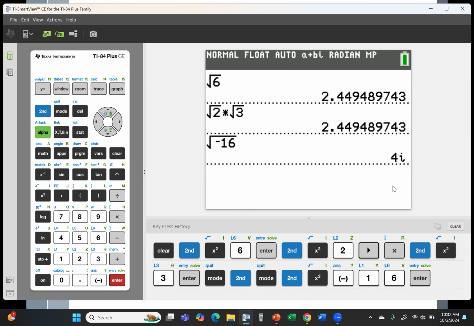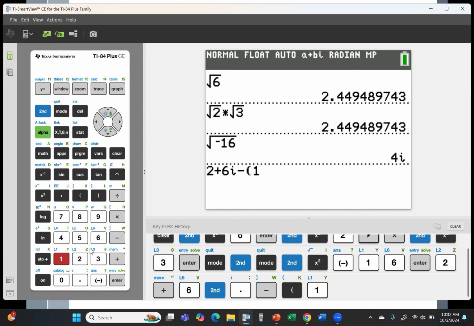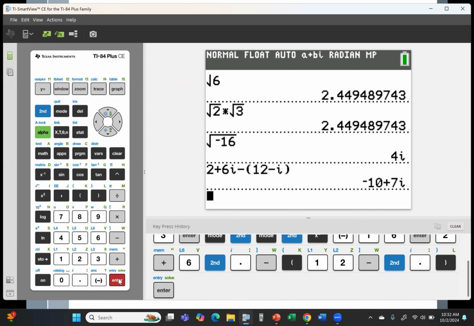2 plus 6i, and I don't need to put that in parentheses. Now, where's the i located? The i is located above the decimal, so you go second decimal to get the i. And then what are we doing? We're subtracting, and I'm going to put that in parentheses. 12 minus i, 12 minus second decimal, close. Is that negative 10 plus 7i? Is that what I got? It's nice to know that the calculator verifies the calculation that I did.